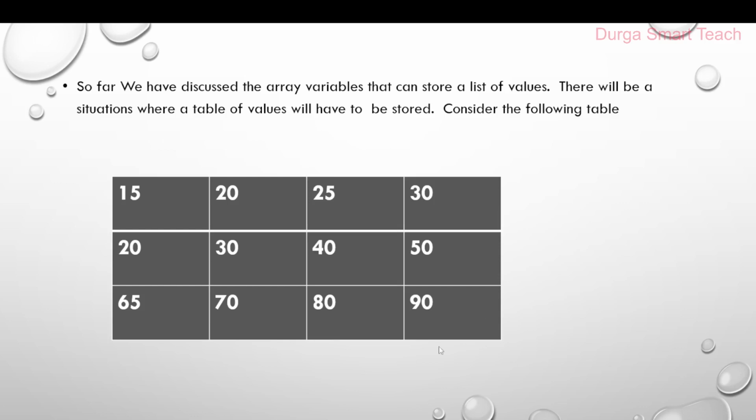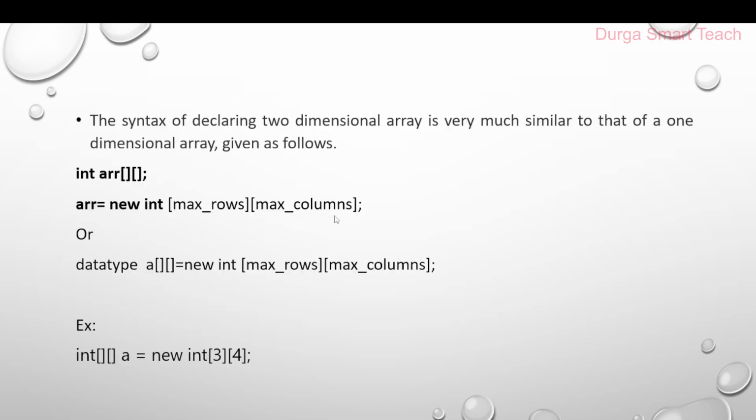So if you consider this table, it contains 4 columns, 1, 2, 3, 4, and 3 rows, 1, 2, 3. So if you want to store a collection of rows and columns, we need to use a two-dimensional array, okay? So how to declare the two-dimensional array, and how to create and how to initialize the two-dimensional array.